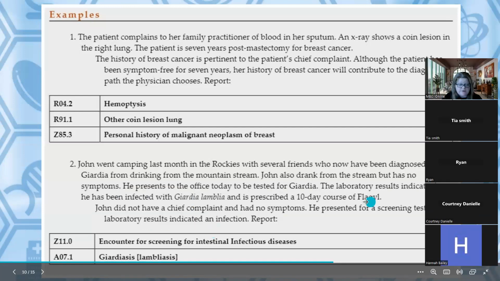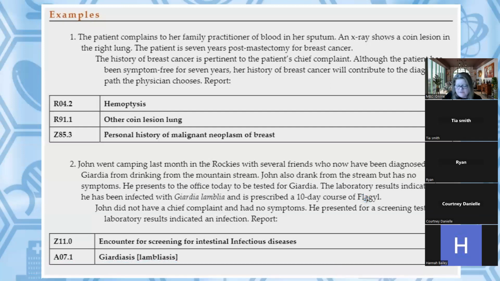Okay, so the second one. John went camping last month in the Rockies with several friends who now have been diagnosed with Giardia from drinking from the mountain stream. John also drank from the stream but has no symptoms. He presents to the office today to be tested for Giardia. The laboratory results indicate that he has been infected with Giardia, and is prescribed a 10-day course of an antibiotic of some sort. John did not have a chief complaint and had no symptoms. He presented for a screening test and laboratory results indicated an infection.